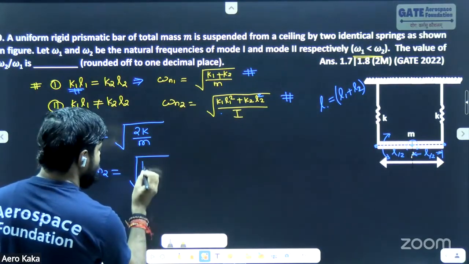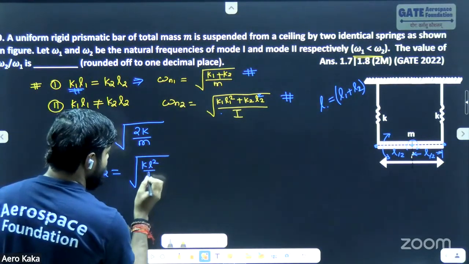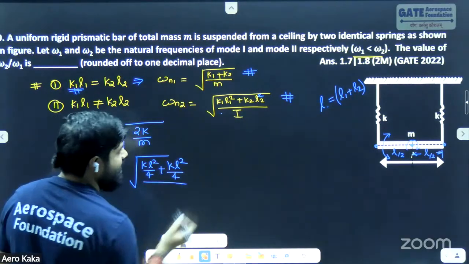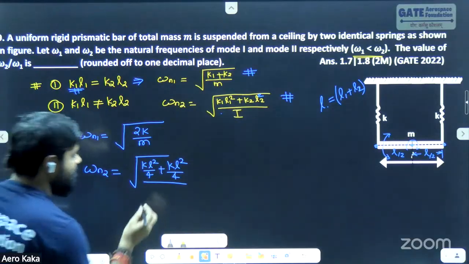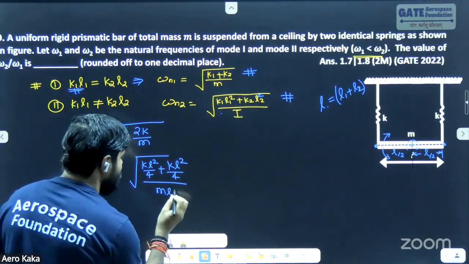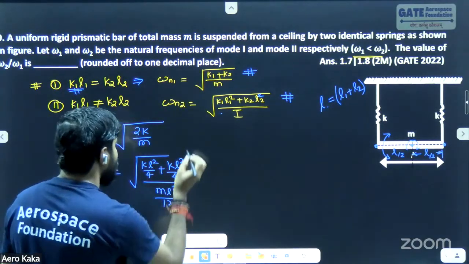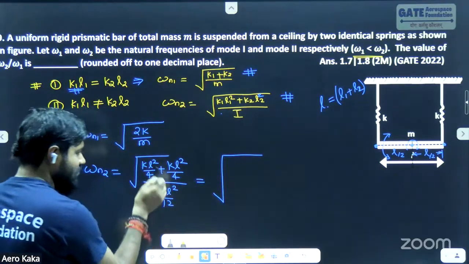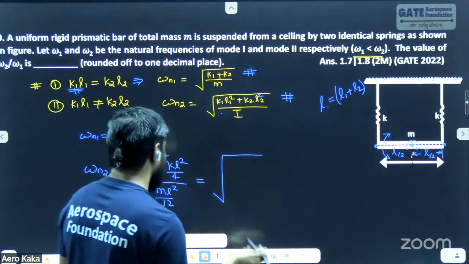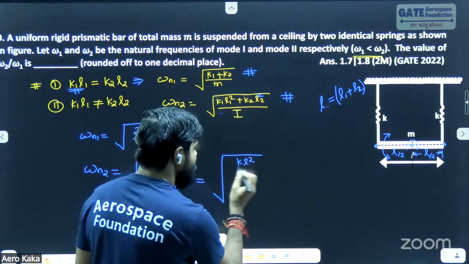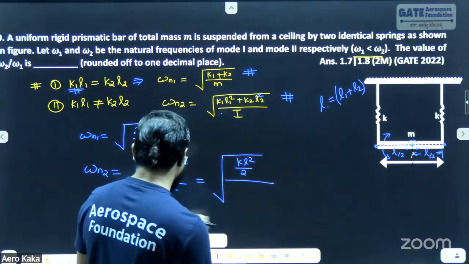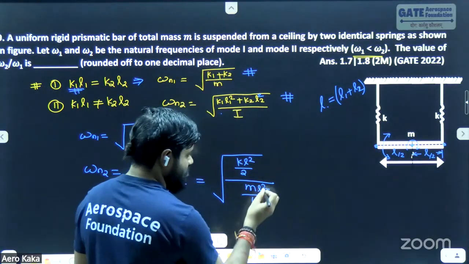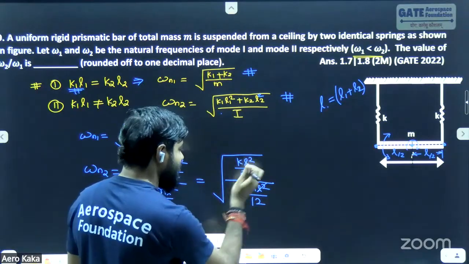Omega n2 is going to be how much? K1 is k, so it is kL square by 4 plus kL square by 4, divided by I. I is going to be mL square by 12. Simplify it. How much will we get? 1 by 4 plus 1 by 4 is 1 by 2 now. So it is going to be kL square by 2 divided by mL square by 12. So this L square and this L square are gone.